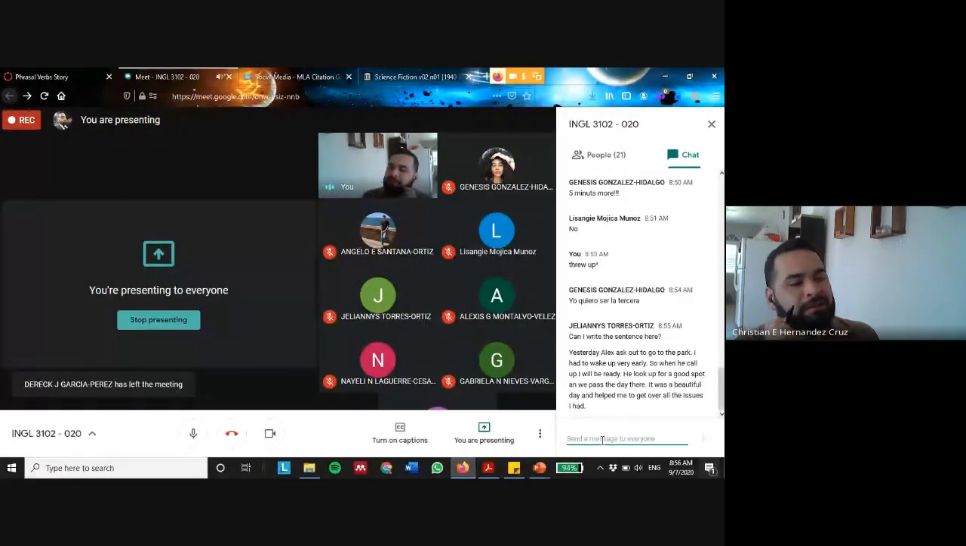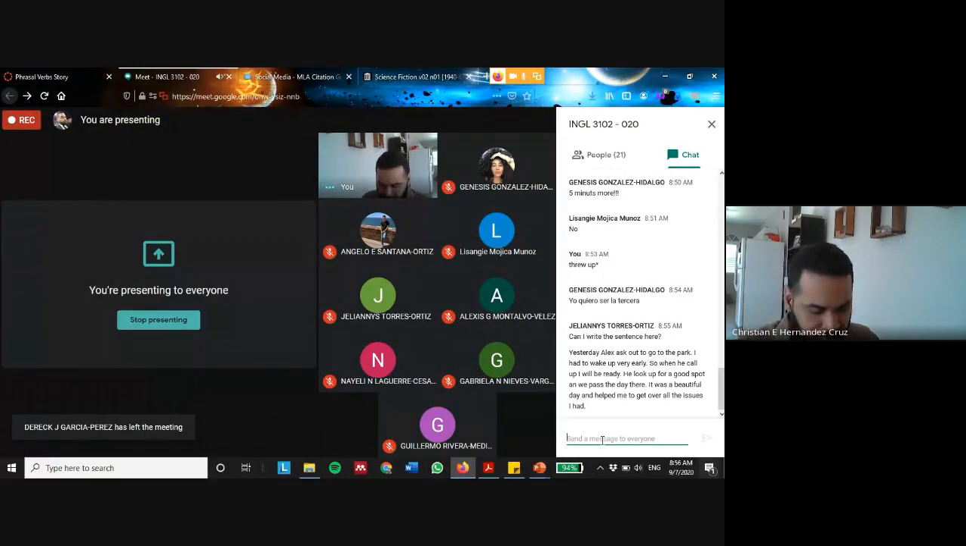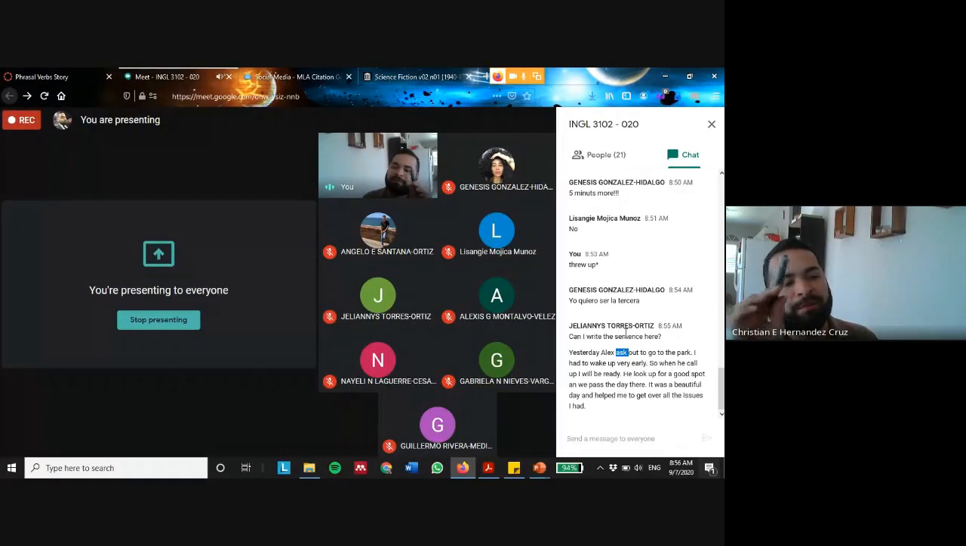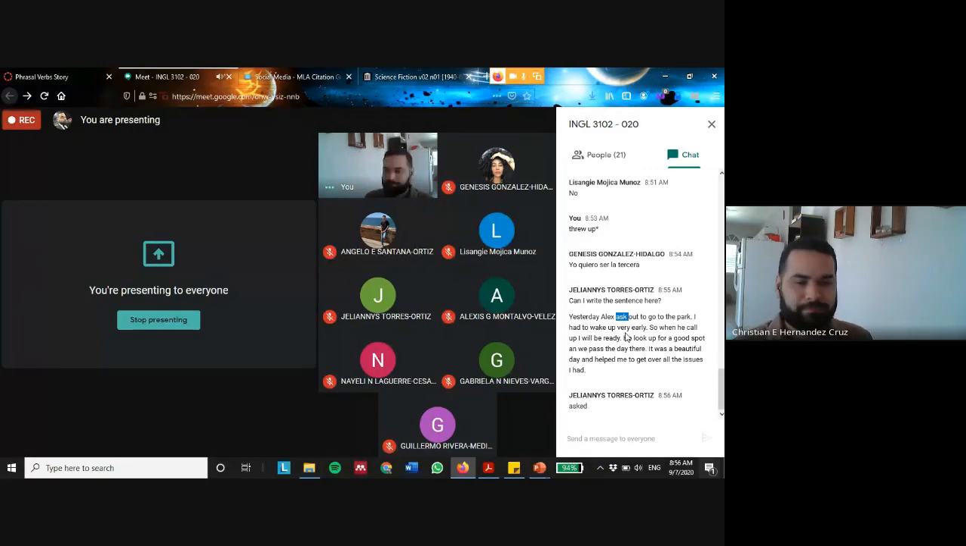You still have to conjugate some verbs. So I'm gonna highlight some of them. So, yesterday Alex asked. Okay, with that first word, we know that this sentence is going to be in the past tense. So that verb ask has to be conjugated in the past as well. Ahora mismo está en presente. So how do we put a verb in the past tense? We add what? Exactly right. So yesterday Alex asked.